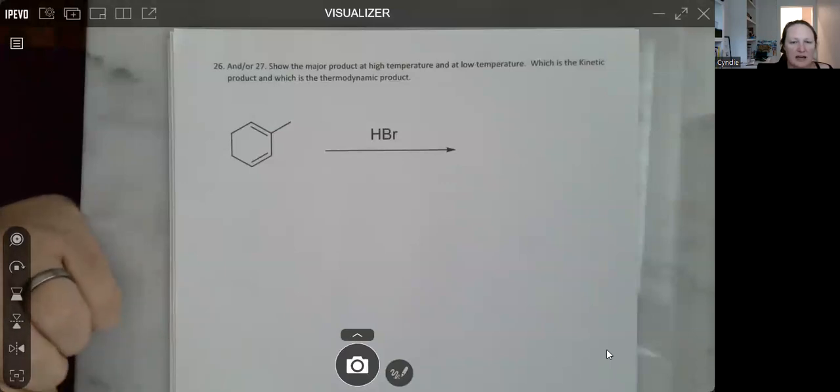Show the major product at high temperature and at low temperature, which is the kinetic product and which is the thermodynamic product. Okay, so actually I'm going to take a little break here because I'm getting tired. And this looks like this is a long problem. So again, I will be right back.